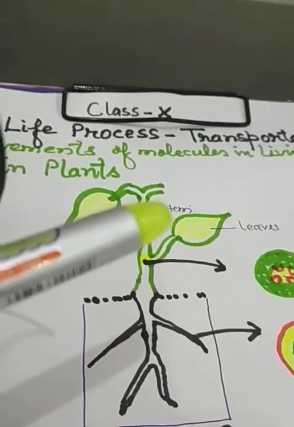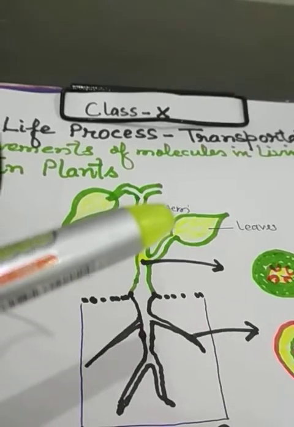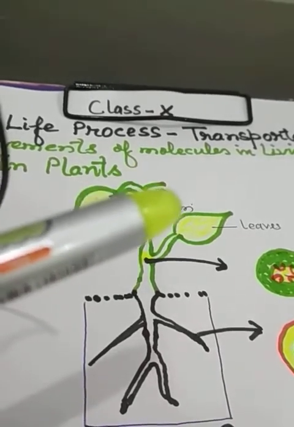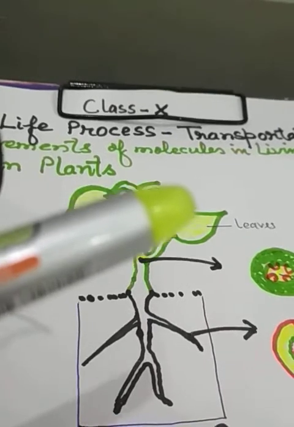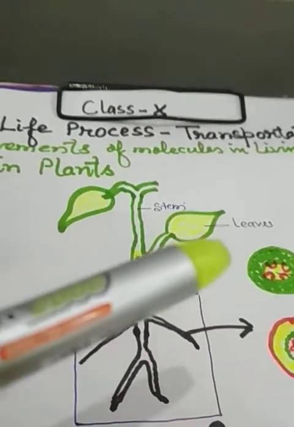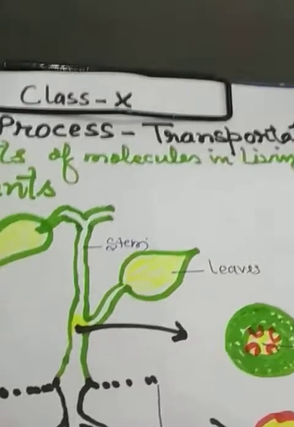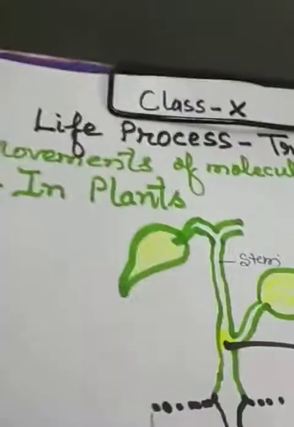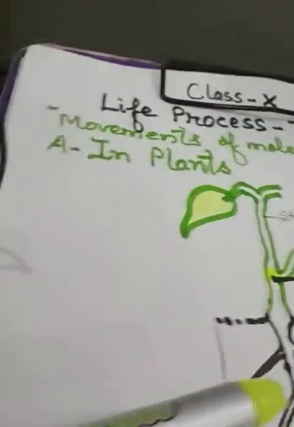This life process, transportation, occurs in both kinds of living beings, whether they are plants or animals. Is it clear? Okay. Now come to the first part, that is transportation in plants.